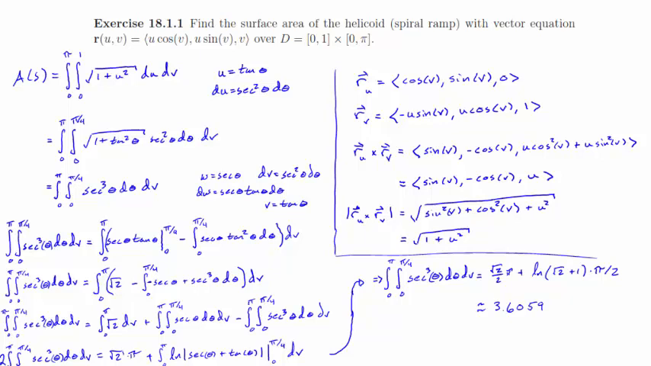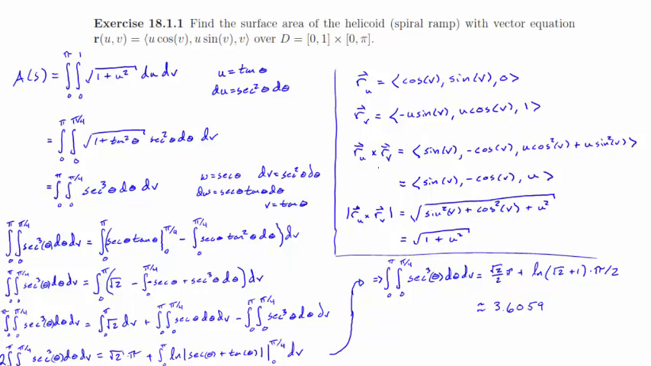So we need r sub u, the partial derivative with respect to u, and the partial derivative with respect to v. I've done that in the top right box over here. So r sub u equals the vector cosine of v, sine of v, comma 0. And then r sub v equals the vector negative u sine of v, comma u cosine of v, comma 1.